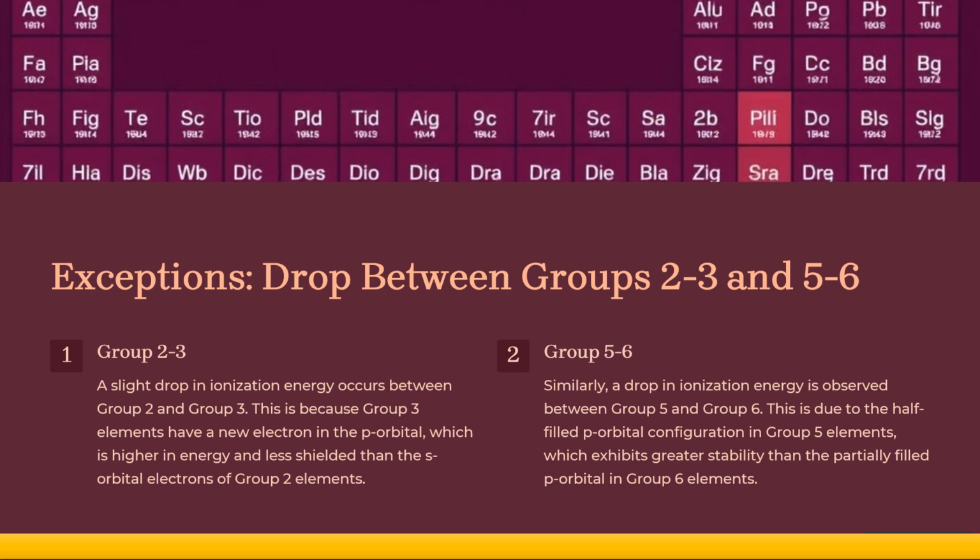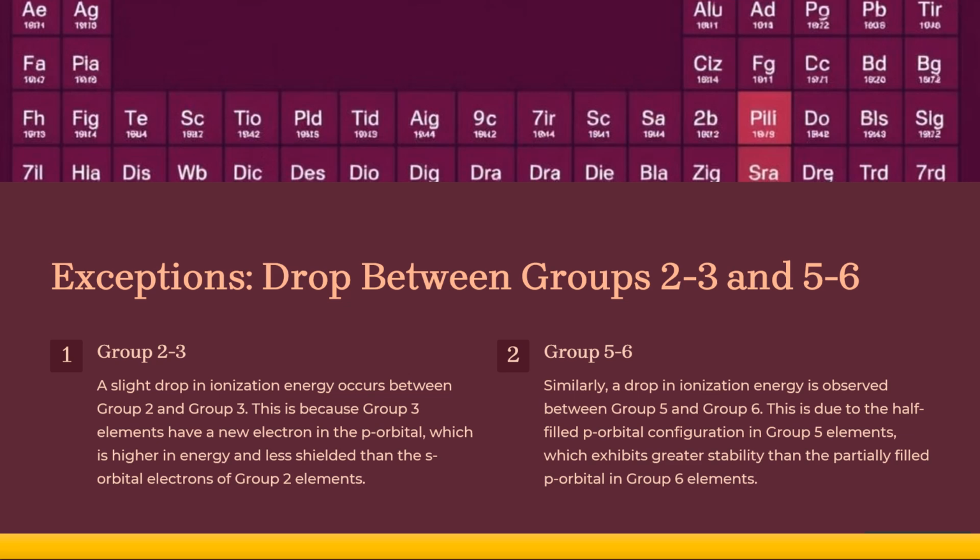Chemistry isn't without its surprises. Even the trend of ionization energy has its exceptions. One such twist happens between groups 2 and 3. Here, the ionization energy takes a slight dip. Why? Elements in group 3, like aluminum, have an extra electron in the higher energy p orbital. These p orbitals are less stable and easier to remove than the s orbital electrons of group 2 elements like magnesium. This makes it slightly easier to ionize aluminum compared to magnesium, even though you'd expect it to require more energy. A similar drop occurs between groups 5 and 6.